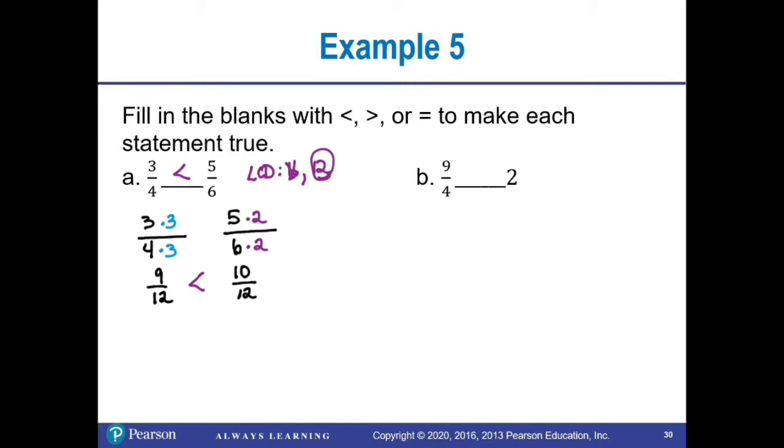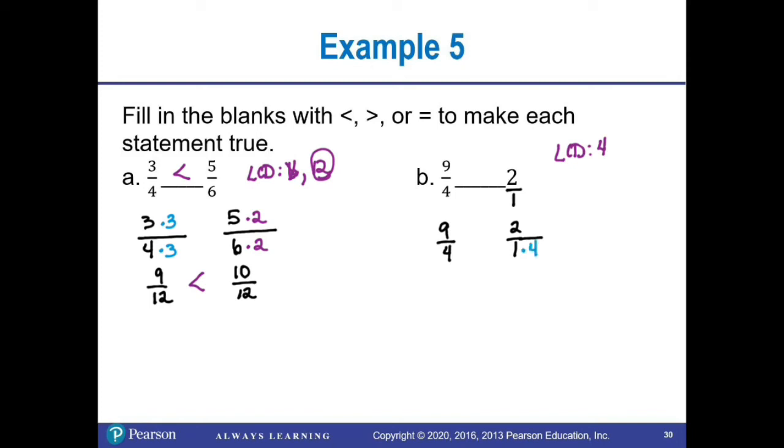Look at part B. We are comparing 9/4 and 2. Well, 2 is understood to be 2 over 1. I need to find my LCD, so I start with my larger denominator, which is 4. 1 does divide into 4, so 4 is my LCD. Since 9 over 4 already is written with the LCD, I'm just going to bring that fraction down. However, I need to rewrite 2 over 1 with my LCD.